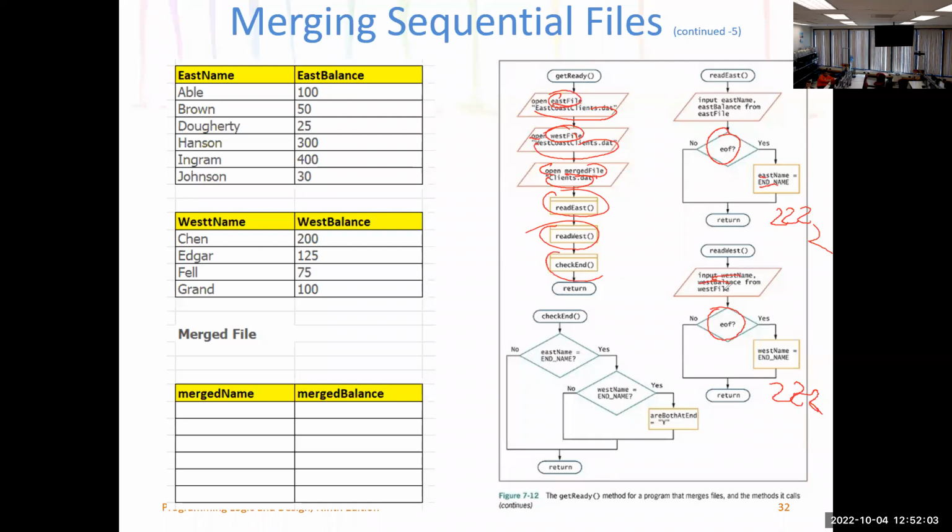Now, check end. Remember that you only end the process when both of the files you read have reached the end, right? So see if the east name is CCC or not, and the west name is CCC or not. If both are, set it to yes; if not, no. So at the beginning you set it to no, and you only terminate the process when you have read every single record of both files. Okay, so what happened here?